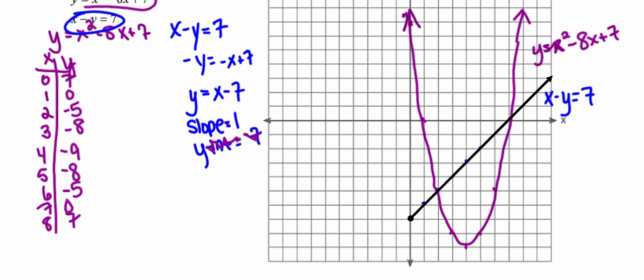So my whole purpose in sketching these on the same set of coordinate axes was so that I could figure out the point or points where they intersect. The coordinates of those points are the solution to this system of equations. So it looks like these two graphs intersect at the point, first of all, whose coordinates are (2, -5), and also at the point whose coordinates are (7, 0).